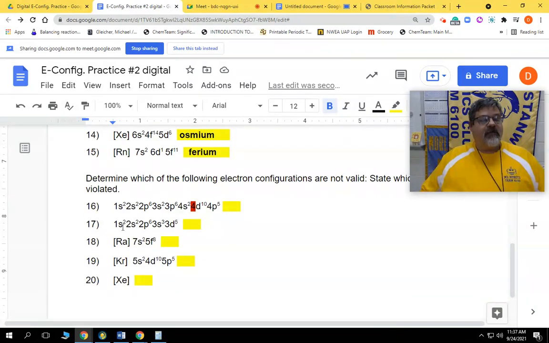Let's go down to 17. 1s2, 2s2, 2p6, 3s3. Well, s's can only have 2. So this right there is our mistake right there.